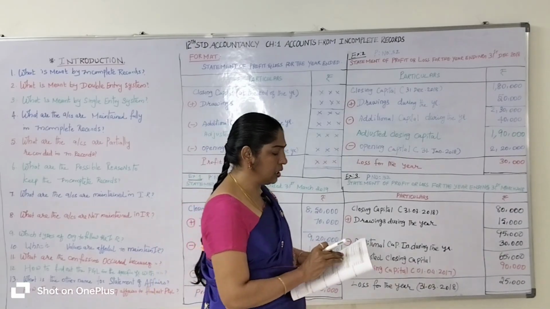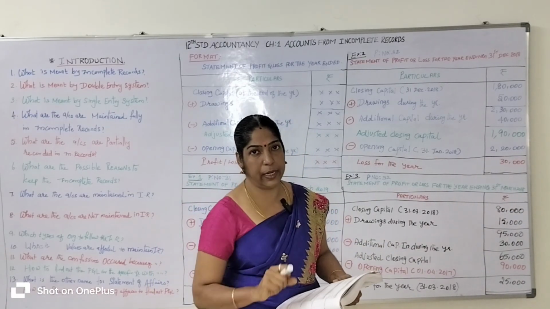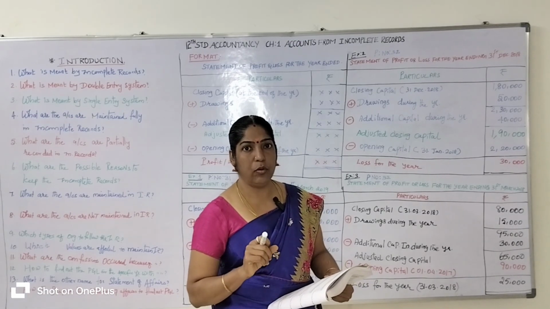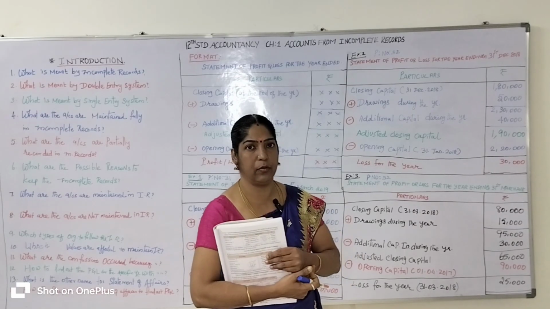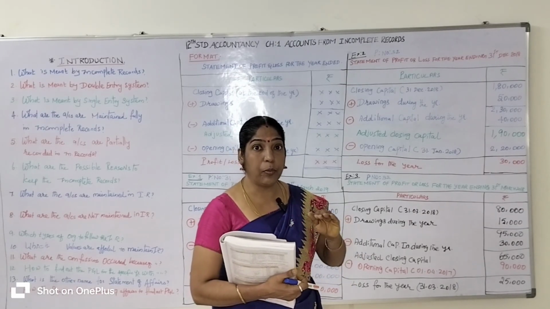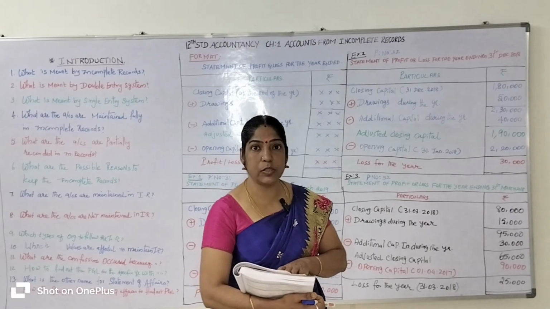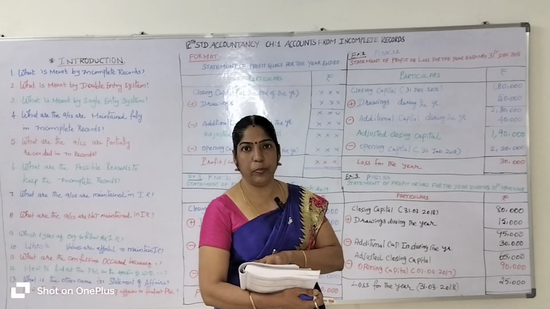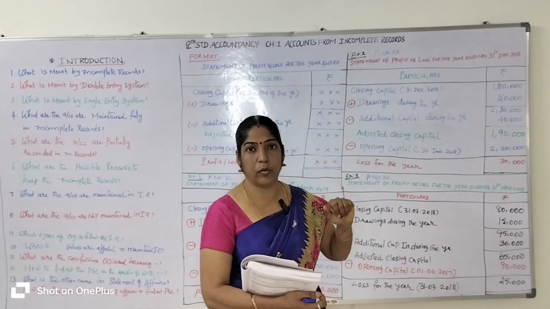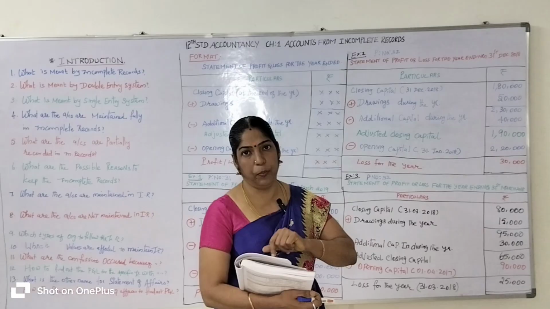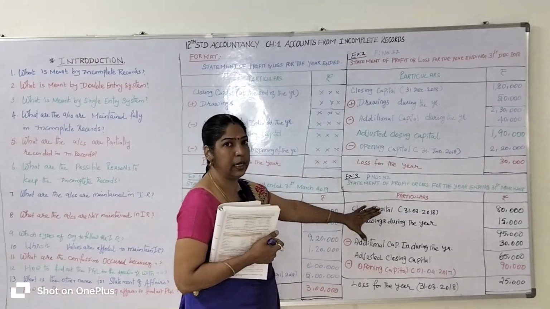Okay, so from this information, we are going to find out the missing figure, opening capital. So as per the statement of affairs format, we are going to find out the missing figure. We do not prepare the profit and loss account because they have given here a loss for the year, 25,000 rupees loss. So instead of the loss, we are going to find out the missing figure, that is opening capital. So as per the statement of affairs format, we are going to enter here.